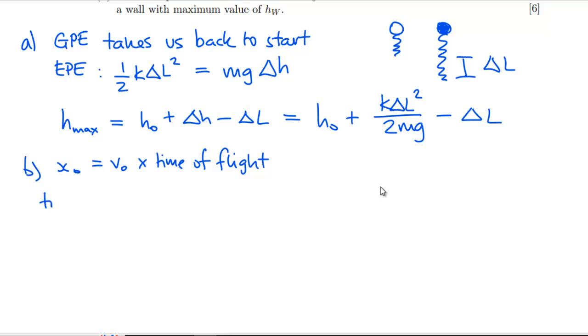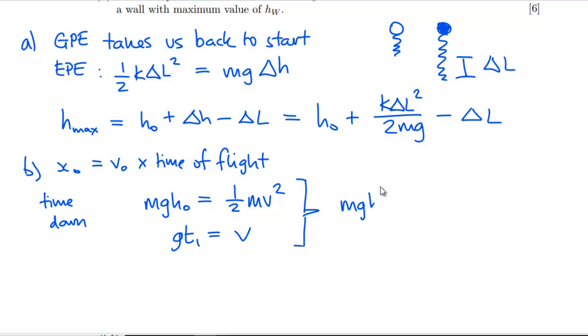So let's think then, for the time down, we're going to have the mgh0. I want to get the velocity when we hit the ground. It's going to be a half mv squared. And we can say that the acceleration times the time of flight is going to be the change in the velocity, because the velocity goes from 0 to v, so we've got a change in velocity of v. So we've got those two equations, so mgh0 is going to be equal to a half of mg squared t1 squared. Get rid of your m's, get rid of a g on either side. So t1 is going to be the square root of 2h0 over g.